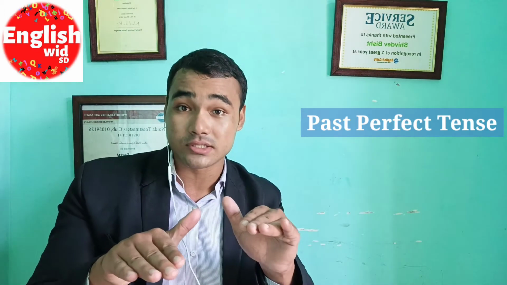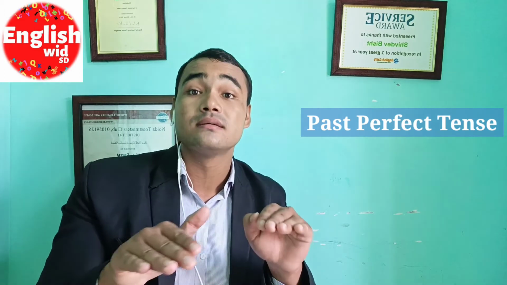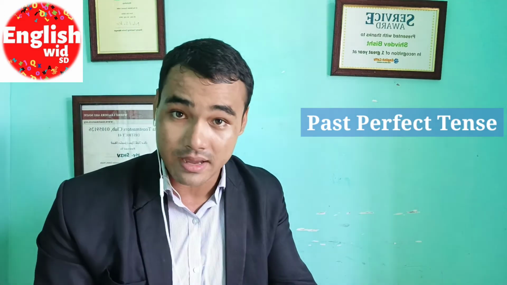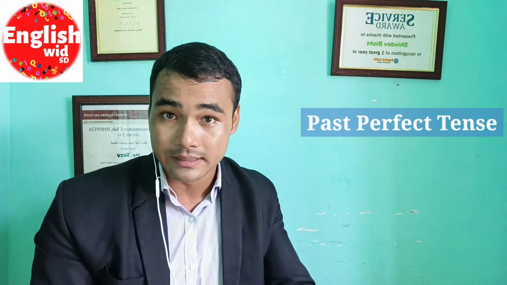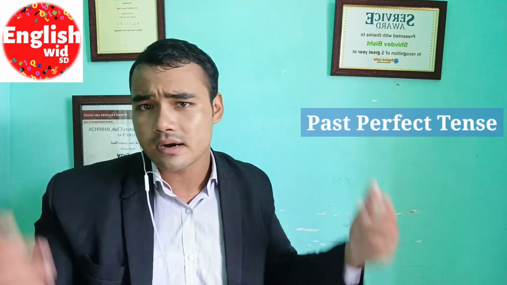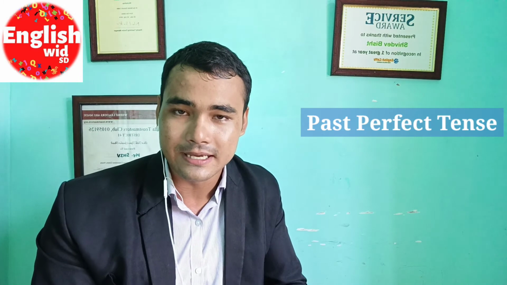So there are two actions. The action that happened before some other action in the past should be spoken in past perfect tense. Before I reached my home, my friend had gone away. Before I reached the theater, the movie had already started. Means before you went there, some action had already taken place.